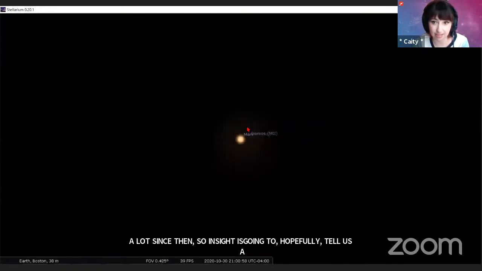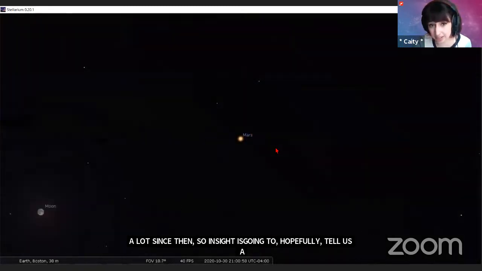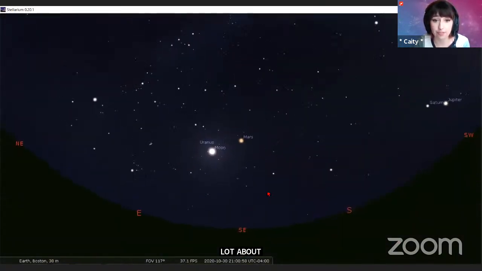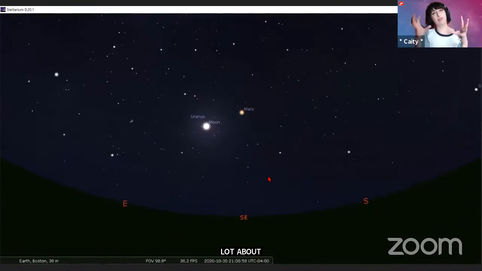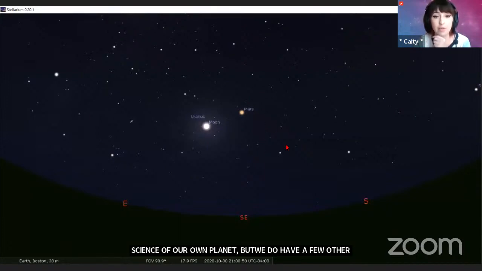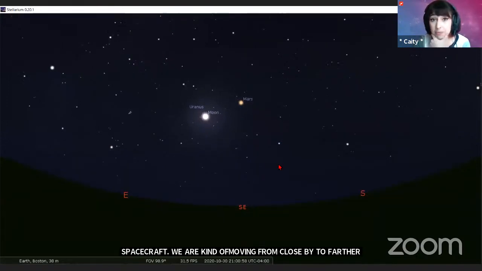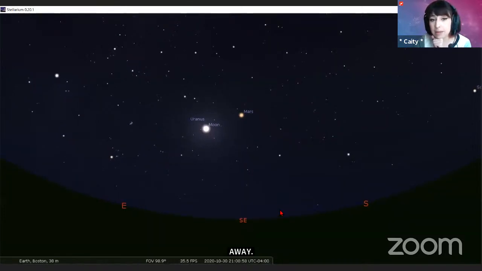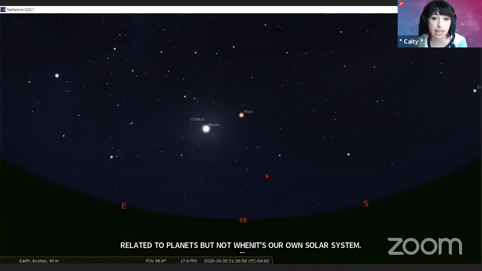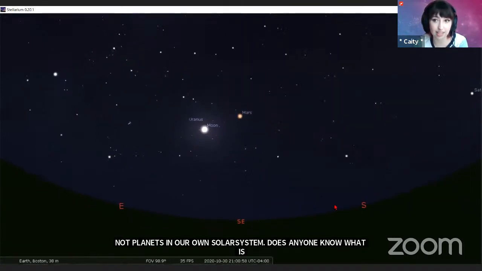All right. So that's just some planetary science of our own planets, but we do have a few other spacecraft. We're kind of moving from close by to farther away. There are two more spacecraft that I want to talk about that are related to planets, but not planets in our own solar system. So does anybody know the name of what we call a planet that doesn't orbit the sun? It orbits a different star. If you know what it is, you can type it into the chat and I'll give you a hint. It starts with the letter E.